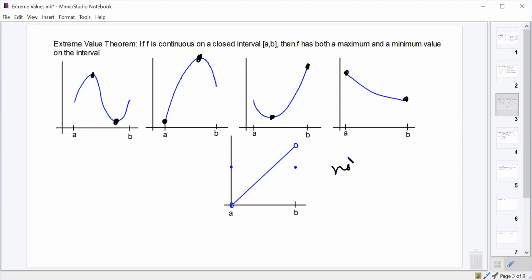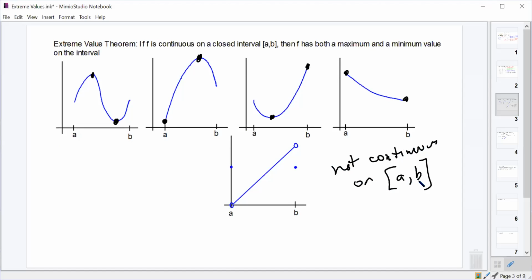This one's not continuous, right? Not continuous on A to B. And therefore, we're not guaranteed to have an absolute max and an absolute min. It doesn't mean that we can't. We still could, but it doesn't mean that we are guaranteed to have one.